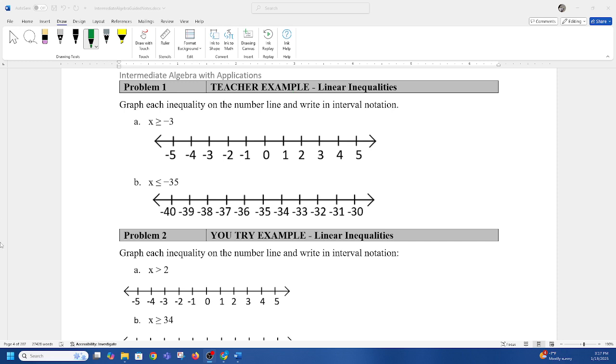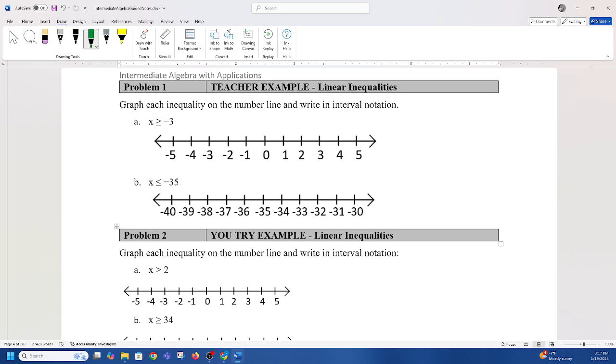Another differentiation is in problem 2, part A, where we have x is greater than 2. There's no little line underneath. That tells us if 2 is actually in the solution set or just outside the solution set. We're going to look at these 3 examples together and see how each one of these differs.